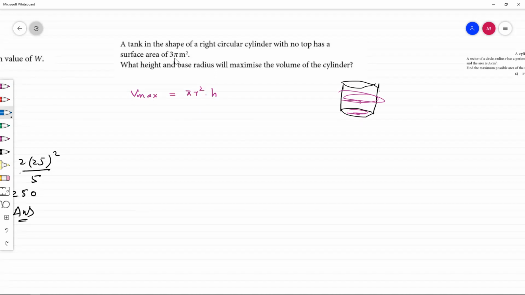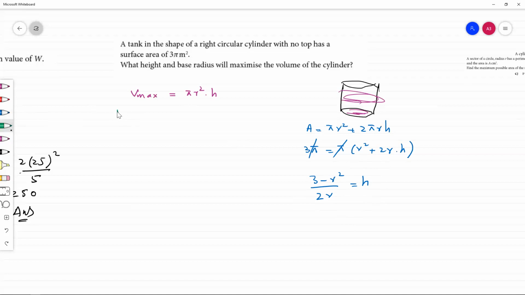He said the surface area is 3 pi meter square. The surface area of this cylinder would be A equals the base area, that is pi r square, plus the curved surface area, which is 2 pi r h. The area is 3 pi, so take pi as common: r square plus 2r h. So pi and pi cancel. So (3 minus r square) divided by 2r is equal to h. Here we can make h the subject because we cannot make r the subject from this function. So put this value into the volume function.